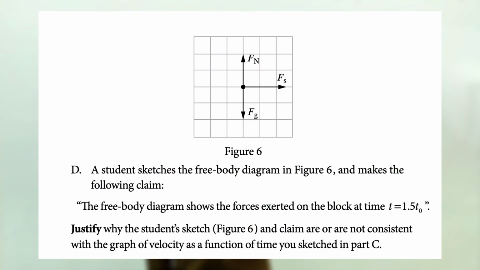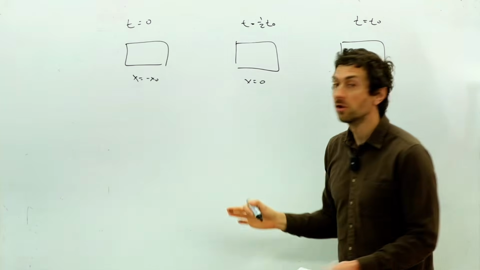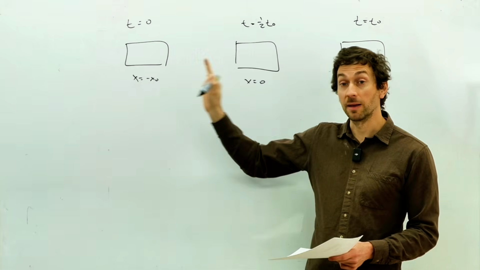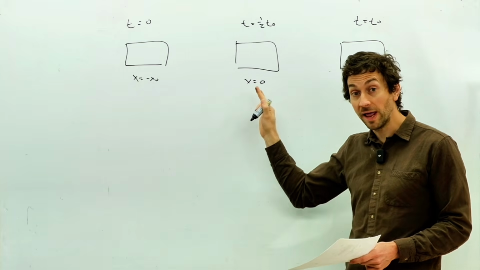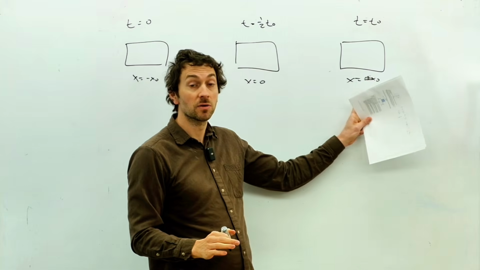A student sketches the free body diagram in figure 6 and makes the following claim. The free body diagram shows the forces exerted on the block at time equals 1.5 T naught. Justify why the student's sketch, figure 6, and claim are or are not consistent with the velocity graph of time you sketched in part C. So we see a free body diagram there, and we have to say, is this right or not? So what time is 1.5 T naught? So here are the first 3 positions again. Time is 0, time is 1/2 T naught, time is T naught.